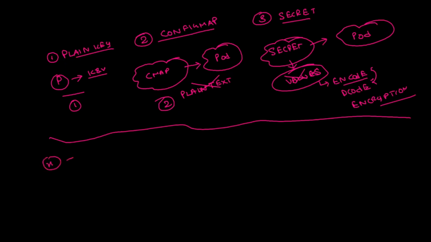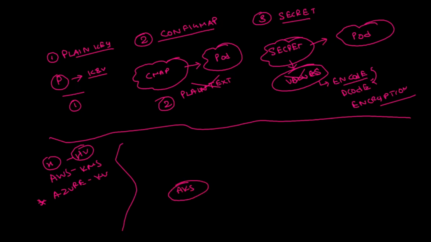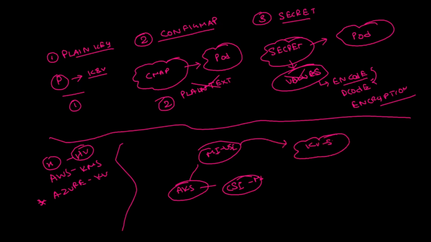As I have mentioned, in HashiCorp, we have HashiCorp Vault. In AWS, we have KMS, Key Management Service. In Azure, we have Key Vault. Okay, so to implement Azure Key Vault, we have our AKS cluster. In this AKS cluster, we enable the CSI driver, which is responsible for connecting to our Key Vault. And once we enabled our CSI driver, one MI is created, and this MI is a user assigned MI, and this user assigned MI is connected to our Key Vault where we have updated our secret.